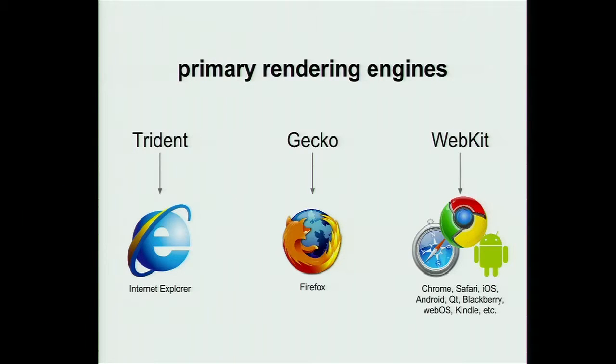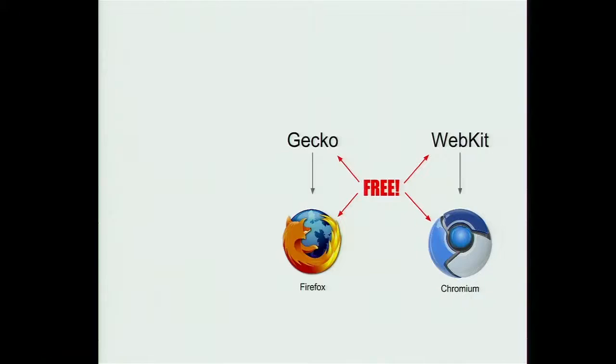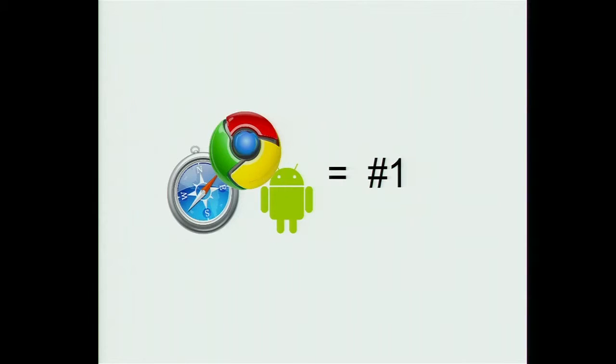And that's a whole grab bag. There's Chrome, Safari, the iOS browser, the Android browser, the Qt browser, BlackBerry browser, WebOS, the Kindle browser. Oh, that's a mouthful. There's GTK. Sorry, the list isn't complete. Those two are free and open source. And of course, Firefox and the Chromium browser are also. Chromium is what Chrome is based on. And WebKit has most recently become the number one rendering engine on the planet, which is awesome.